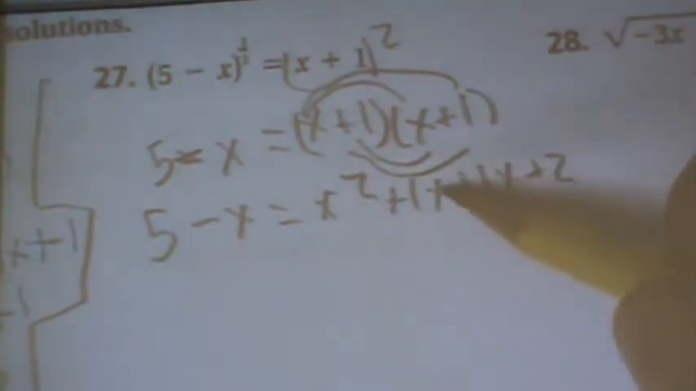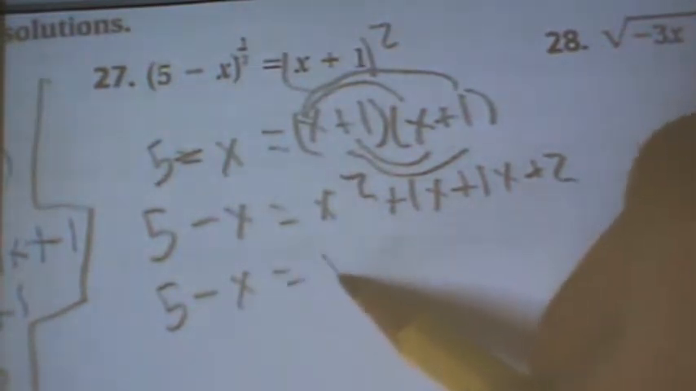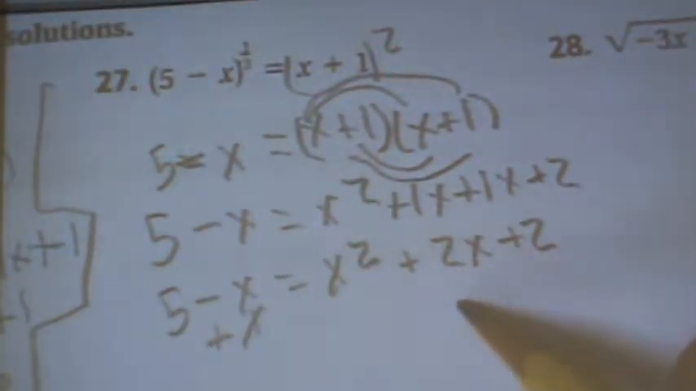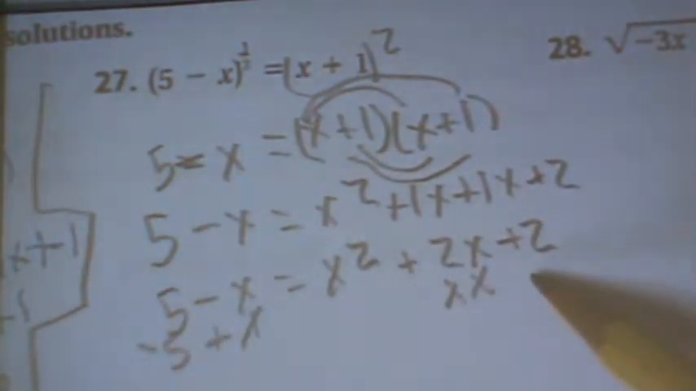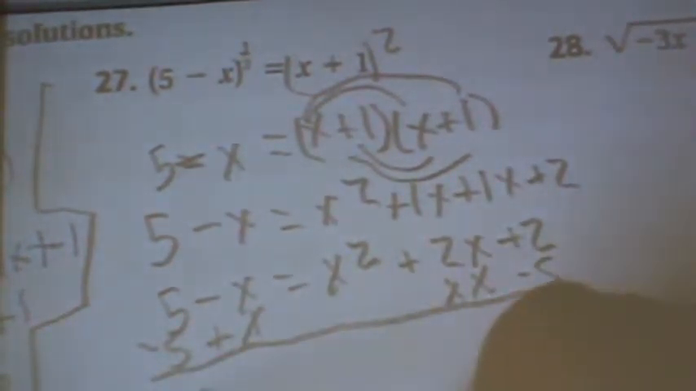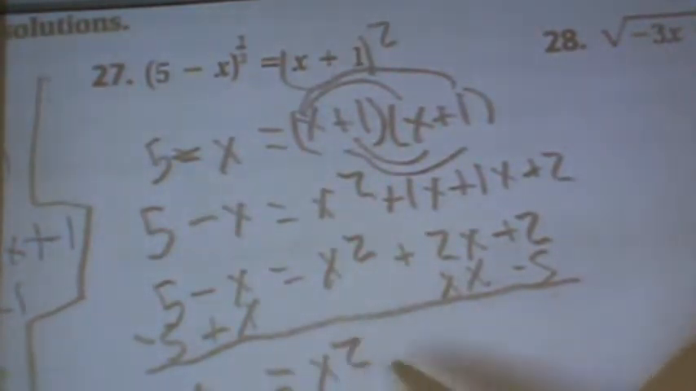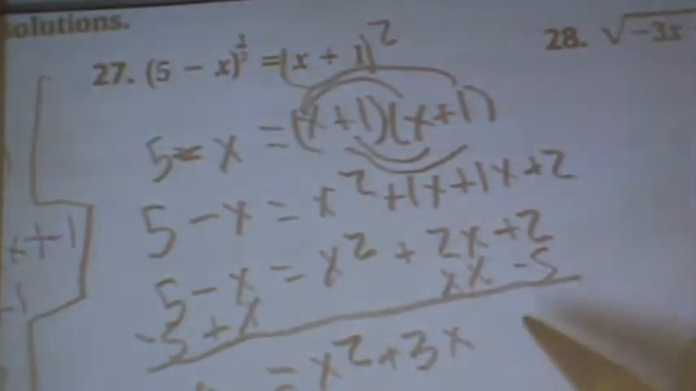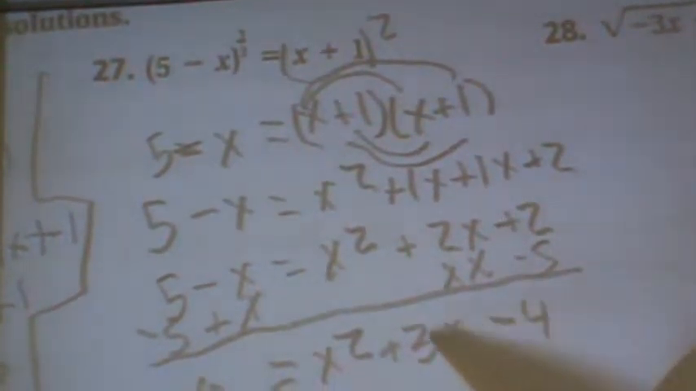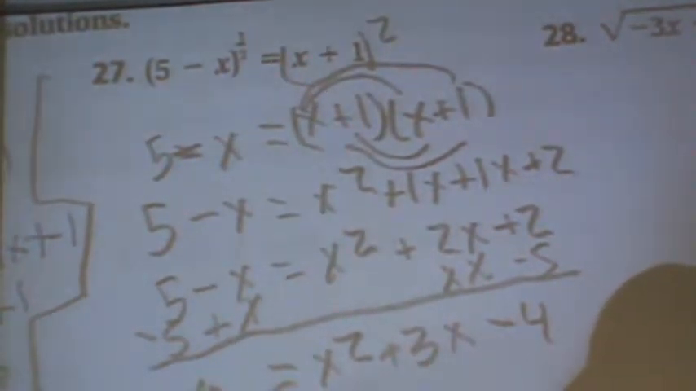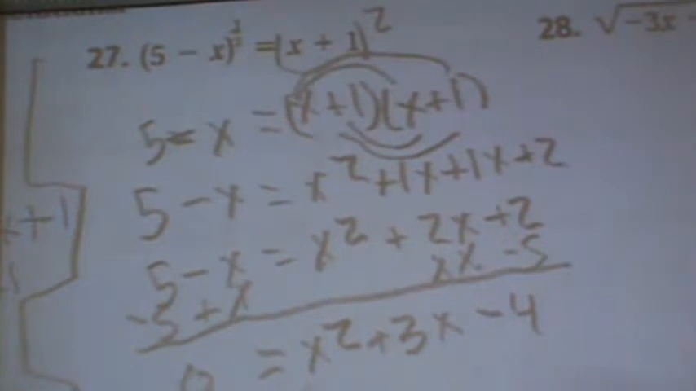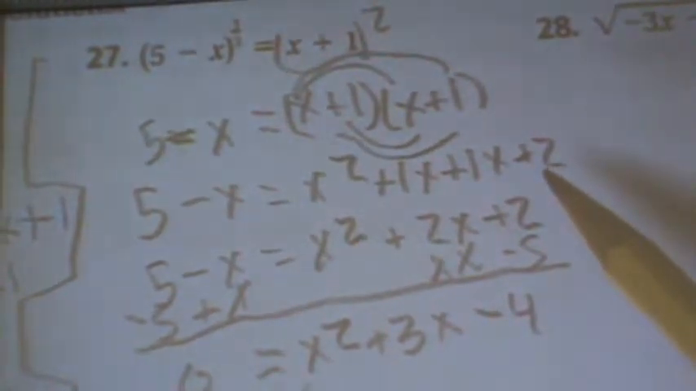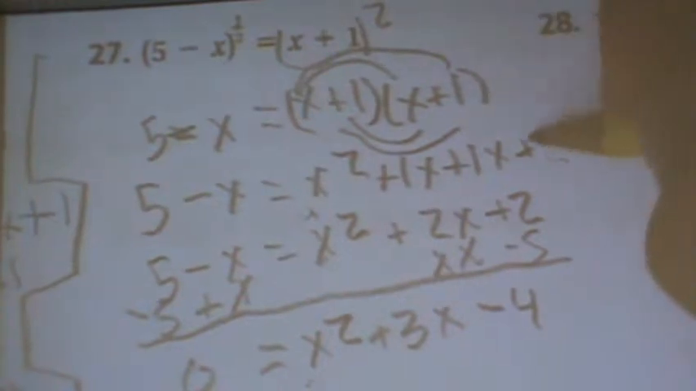And then you would add like terms, so it would be 5 minus x equals x squared plus 2x plus 2. And then you want to add x to 2 and subtract 5 from 2 to get rid of that. So 0 equals x squared plus 3x minus 4. And you want to find what times to that and adds to that. Wait, why do you have that? I'm confused. You have a boo-boo, right? When you factored x plus 1 times x plus 1, that 2 right there should be a 1. Yep, 1 times 1 is 1. I added it wrong.